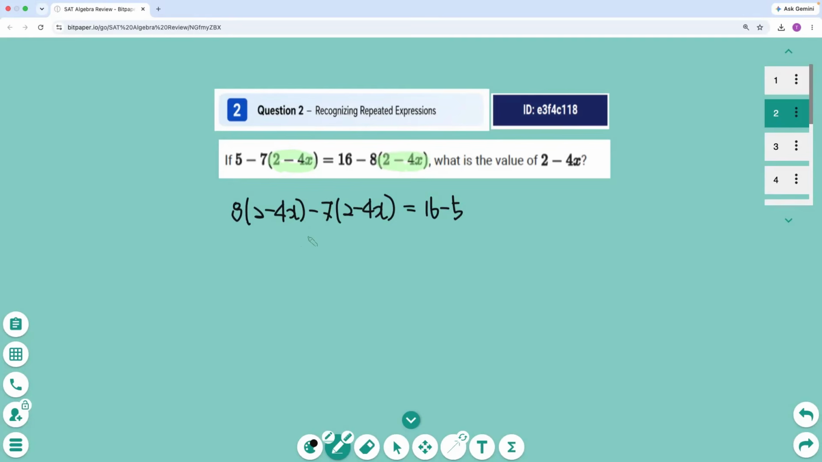On the left side, combining like terms, 8 times (2 minus 4x) minus 7 times (2 minus 4x) gives 1 times (2 minus 4x), or simply 2 minus 4x. On the right side, 16 minus 5 is 11. So we have 2 minus 4x is equal to 11. So that's our final answer, 11.